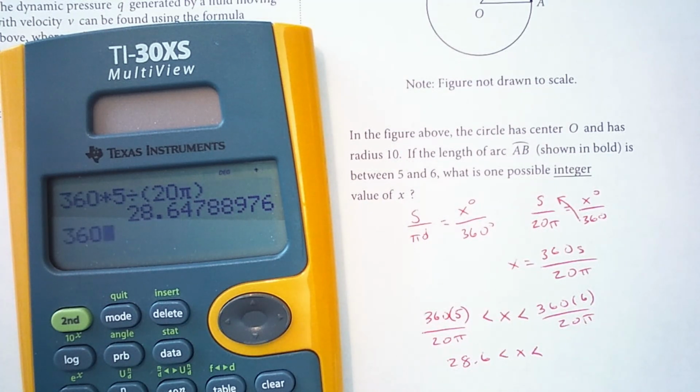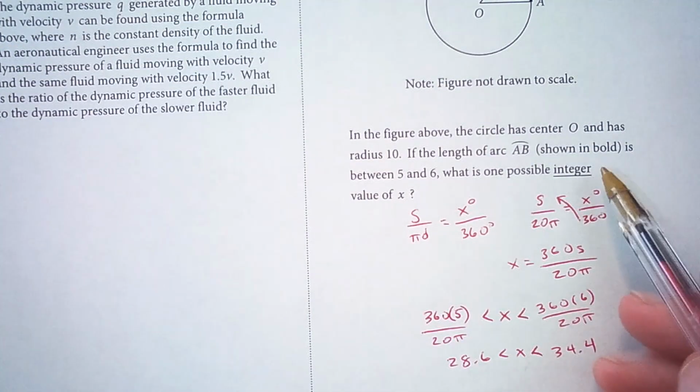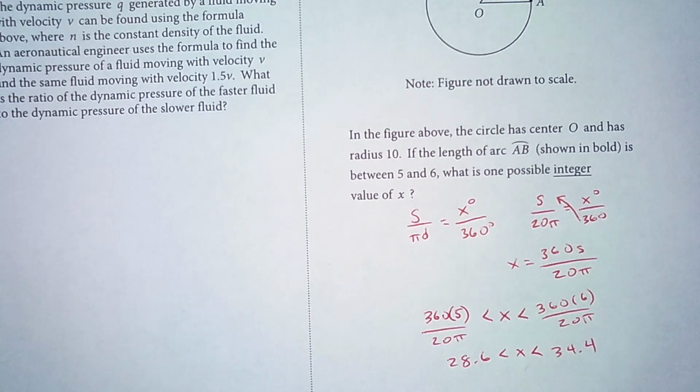And then 360 times 6 divided by parentheses, 20 pi. And we get 34.4. So x is between 28.6 and 34.4. Now we're looking for an integer value, which means we can use 29, 30, 31, 32, 33, or 34.